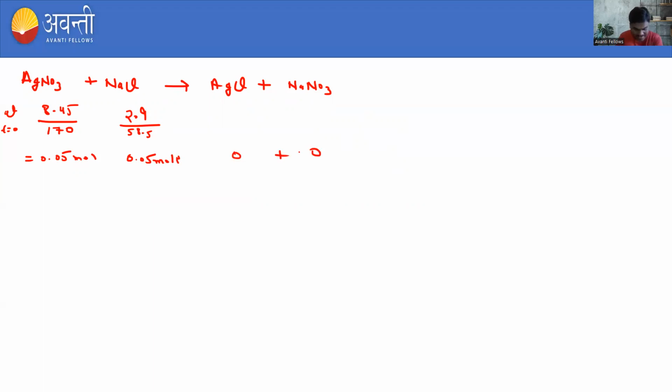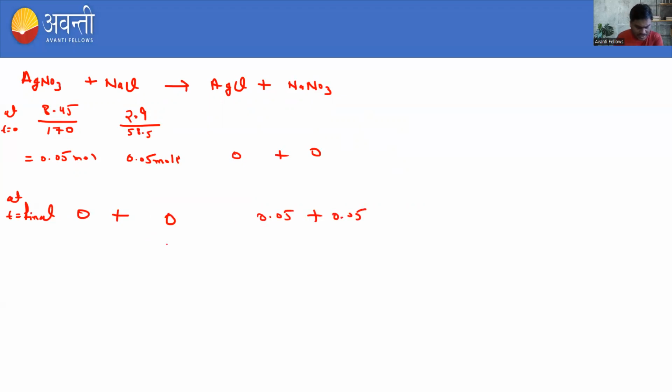Now, finally, at t equals final time, this AgNO3 becomes 0, this becomes 0, and the products become 0.05 and 0.05.